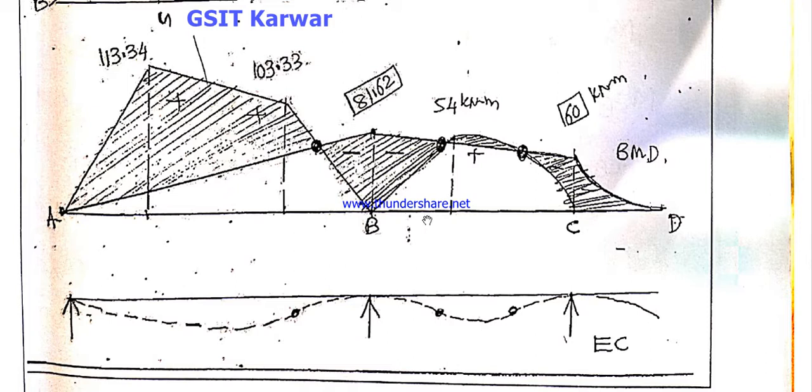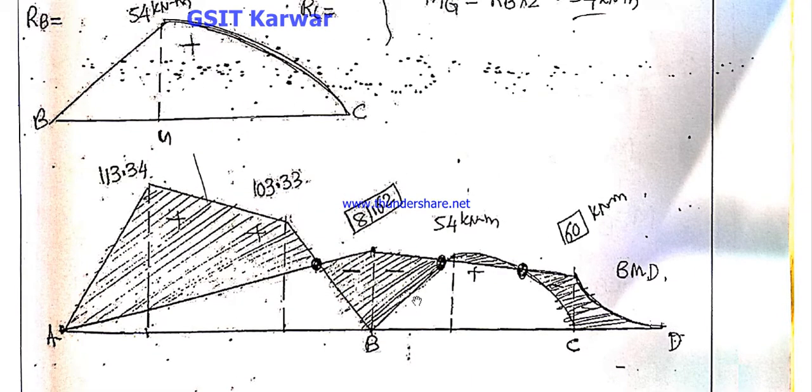Okay, and this is the elastic curve. For drawing the elastic curve, you don't need to mention any values. You can directly show how the beam is going to deflect. Okay, just show the deflection of the beam. No values are needed in the elastic curve.